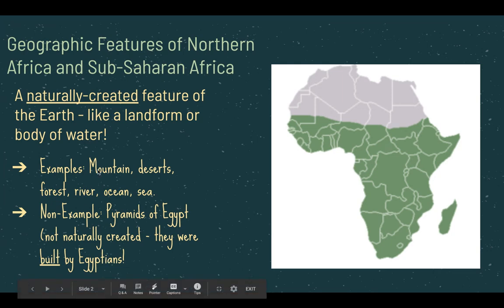So we're going to be focusing on the features of the Earth that are created naturally, that humans have not built. And those geographic features that we are going to focus on today are located in Northern Africa and Sub-Saharan Africa. If you look over here on this map, Northern Africa is the part in the gray, and Sub-Saharan Africa is the part in the green. All right, so we are going to learn today about some of the significant geographic features in both.